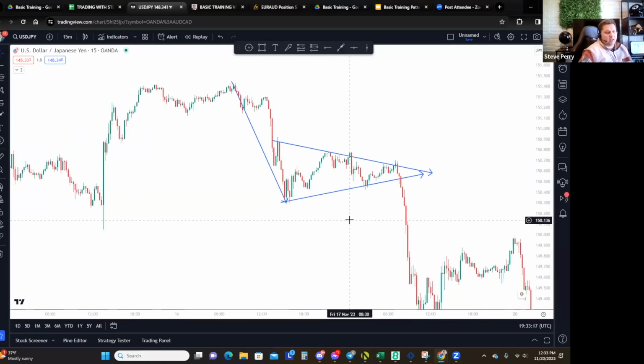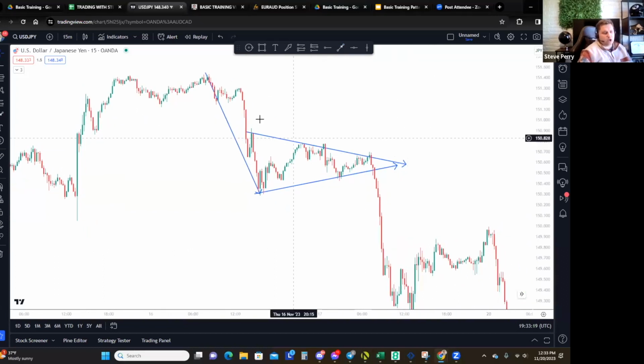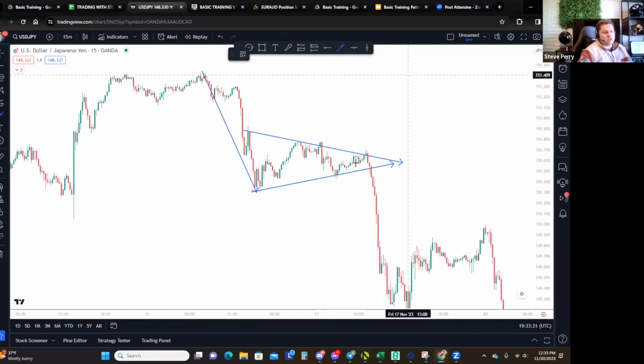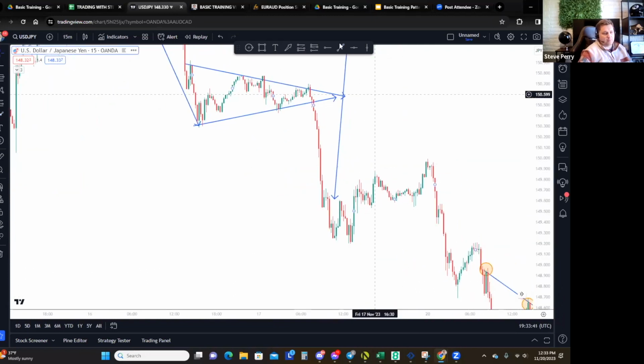And again, how do you know which way the market's going to go? Look at what preceded the pennant. Oh, it was a move down. So if it was a move down and then a pennant formed, in all likelihood, it will continue lower. It'll do the same thing that preceded it. Since that was a move down, the expectation would be for it to go lower as well. And that's literally what happened.